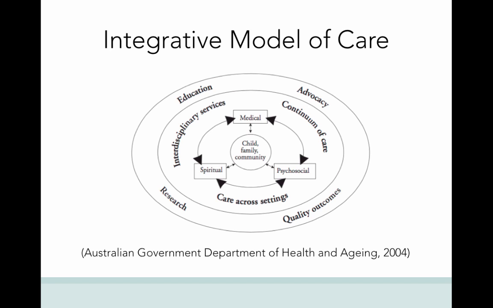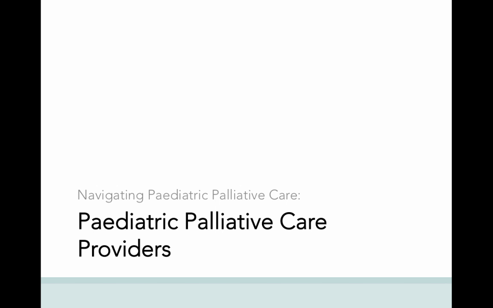There is no single care delivery model that will work across all communities. Instead, the model should take into account the availability of existing resources and programs, avoid duplicating services, and build on what is currently available. Now, in line with this integrative model of care, we'll look at who is involved in providing palliative care services to paediatric populations.